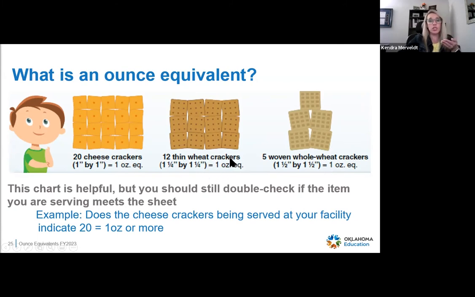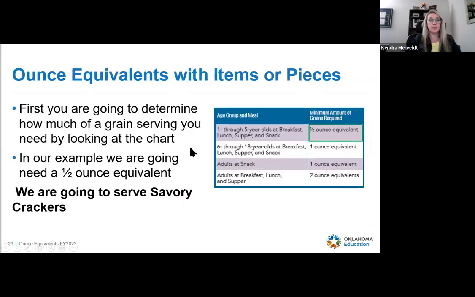It's just when you look at the nutrition facts label, they may say 24 crackers equal 2 ounces. So you would know if you did 12 that it equals 1 ounce, but I would always say double check this on your nutrition facts label. So let's talk about pieces or items.